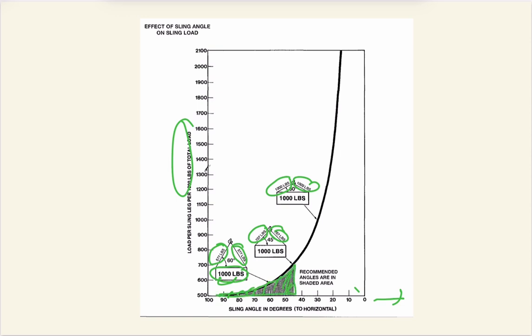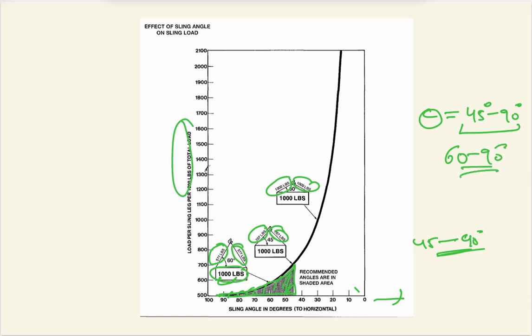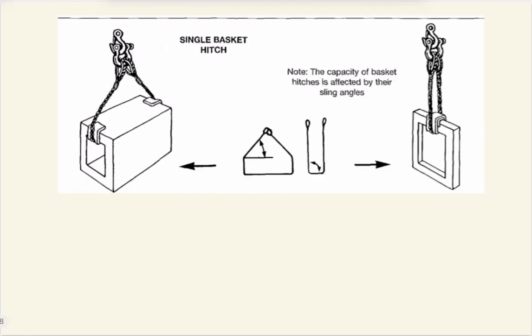So we have to always keep the theta between 45 to 90 degree, and if you want to have a better safe lift, then try to keep it between 60 to 90 degree. You are seeing how after 45 degree the tension is abruptly increasing, and at 30 degree it is almost twice the tension. So you have to check this, the theta plays a very critical role. So in the case of bridle hitch you have to focus more on the theta.